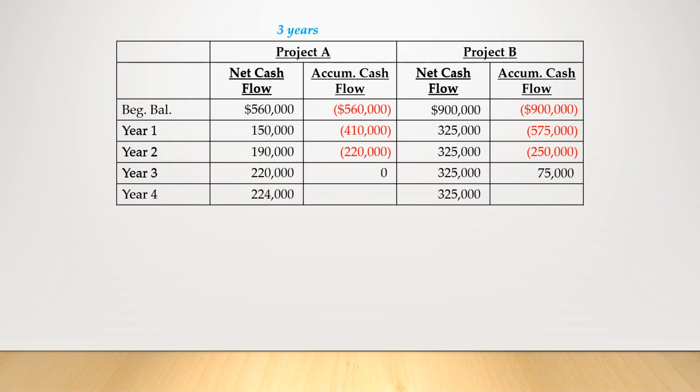At the end of year 2, we're at negative $250,000. And throughout the entirety of year 3, we earn $325,000. Divide the cash we need to break even by the cash that will be collected, and we only need 77% of year 3 to get to 0. So the cash payback period for the project is 2.77 years.